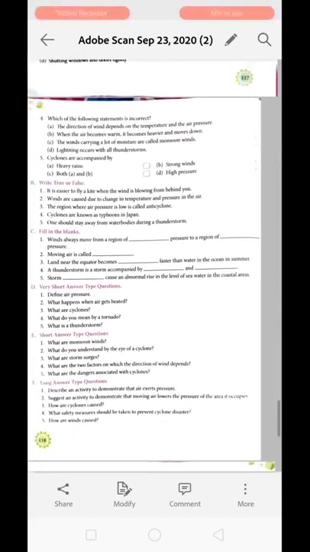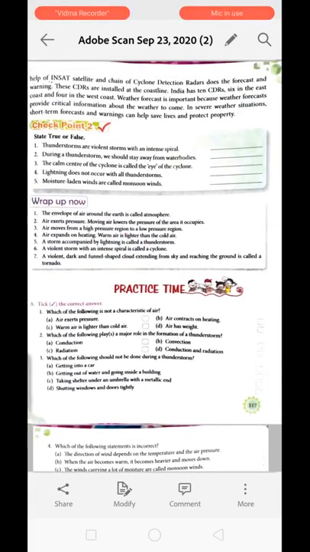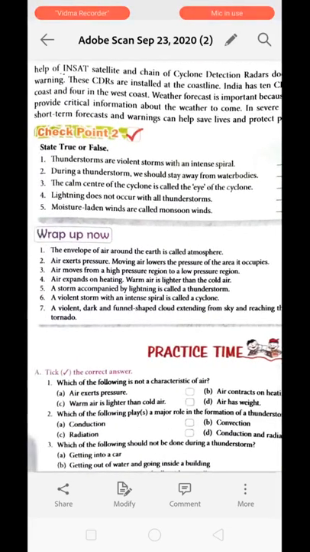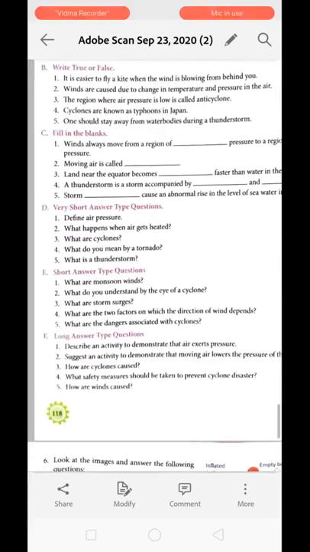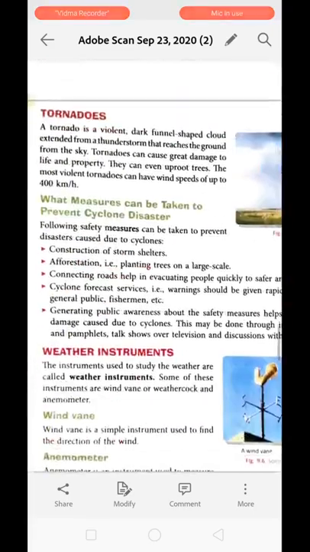Okay, next question. What do you understand by the eye of the cyclone? The central calm area of cyclone is called eye of the cyclone. Over here in checkpoint 2, point number 3, the calm center of the cyclone is called eye of the cyclone. Okay, next question. What are storm surges?